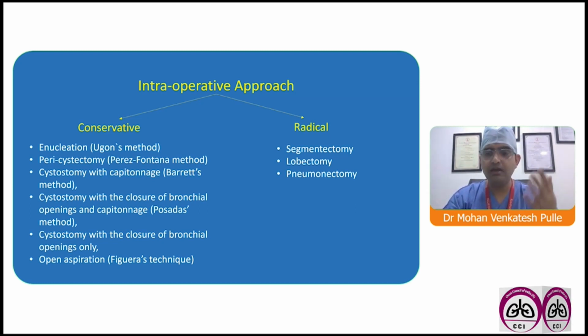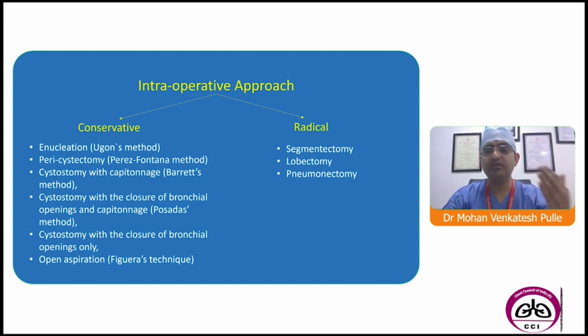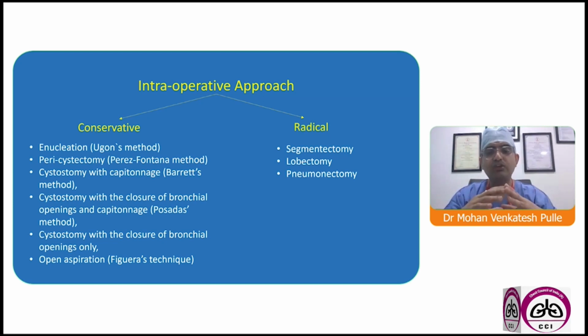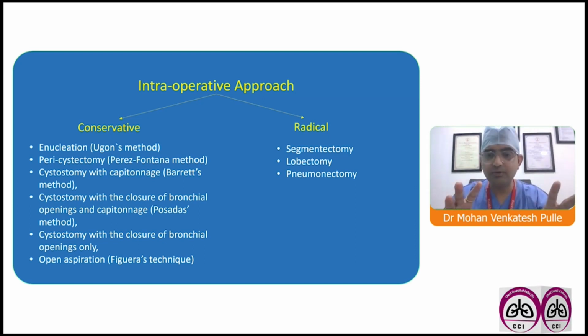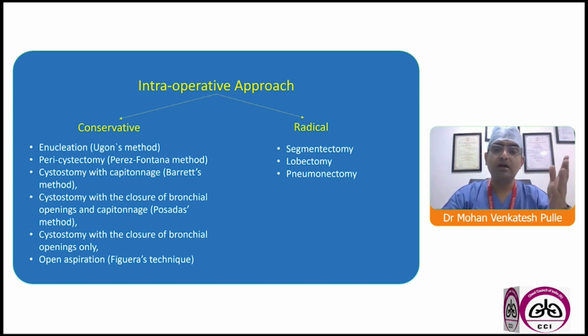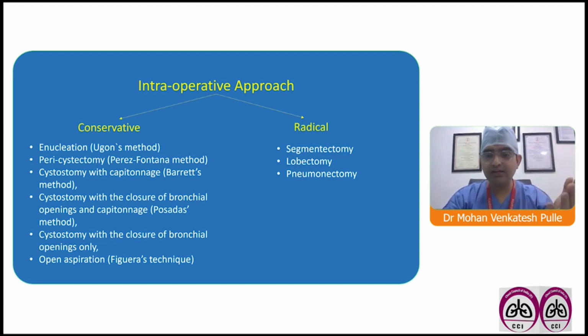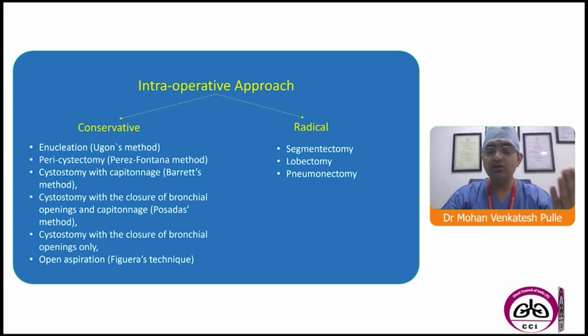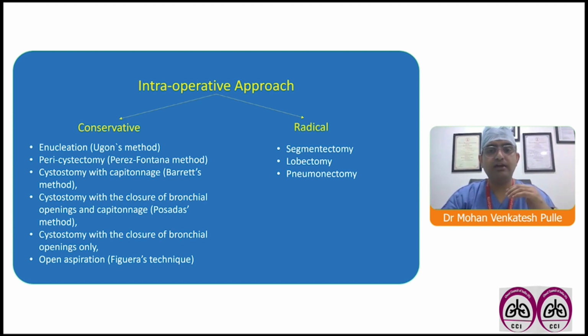And then radical therapy: if it is localized to one segment, you do segmentectomy. If it is large, occupying more than 50% of the lobe, and it is causing consolidation of the underlying lung, which is infective in nature, then you have to go for lobectomy, and in very, very rare cases you have to go for pneumonectomy. So these are the various intraoperative approaches that we use for management of hydatid disease.